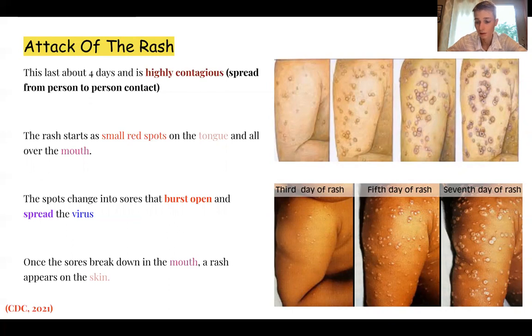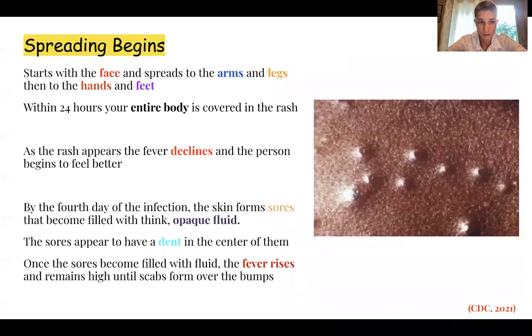And then the rash begins to appear on the skin. So it begins on the face, and it spreads to the arms, the legs, and then to the hands and feet. Within 24 hours, the entire body is completely covered with the rash. As the rash appears, the fever begins to decline, and the person may begin to feel better.